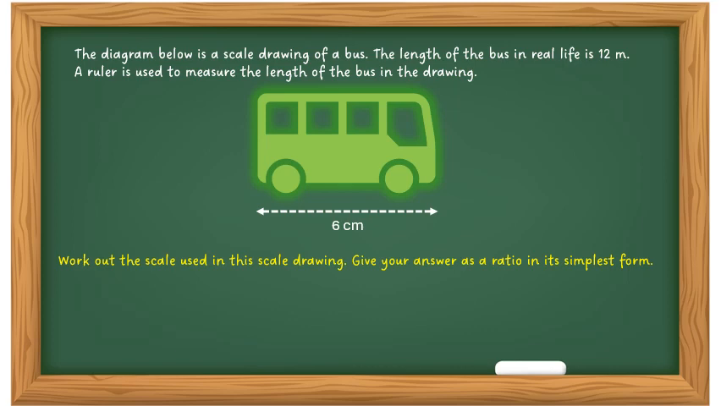So how did you do? Well, first and foremost, you create the ratio. 6 centimetres equals 12 metres in real life. And then you simplify it. Divide both numbers by 6. And you should come up with the ratio 1 to 2. And if you got the ratio 1 to 2, then well done.